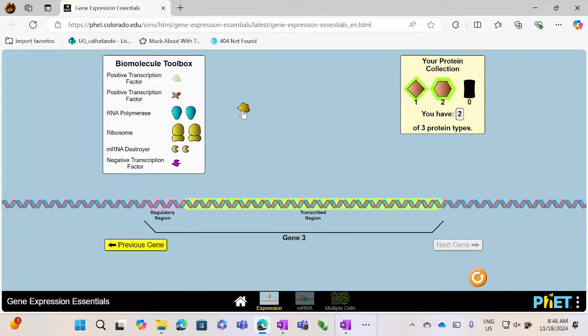Okay, so here, again, we have 2 positive transcription factors, 2 of these. And if we were patient types, we could just wait for everything to make its way where it needs to be made, but I'm not patient, so I'm going to do this.